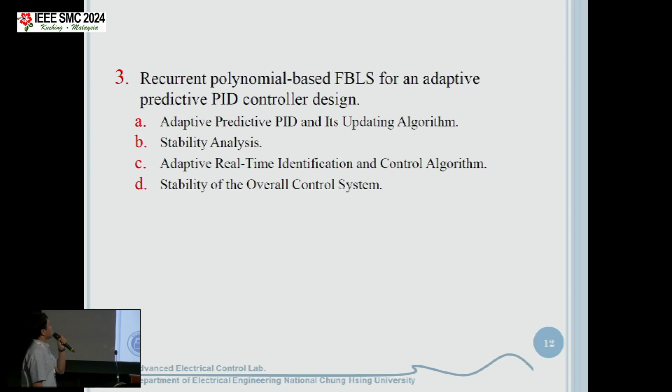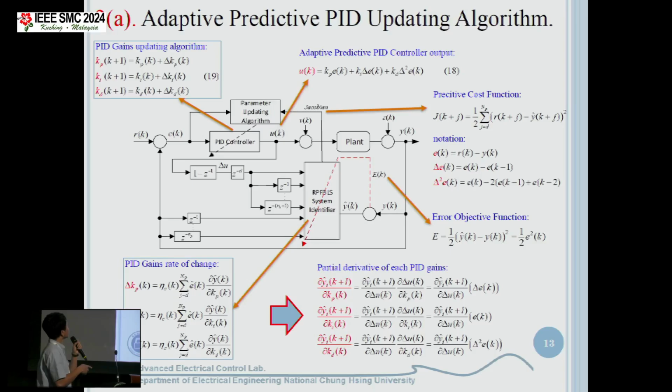And we are going to the third section, which is the proposed recurrent polynomial ABLS as an adaptive predictive PID control, where we will have 4 subsections later. And this is the overall closed loop system configuration that we have proposed here. The first one, for the recurrent polynomial ABLS system itself, we receive the controller output and its delay, and also the system output and its delay here. And as I mentioned before, we are going to utilize an error objective function to update the weight parameters inside this system identification.